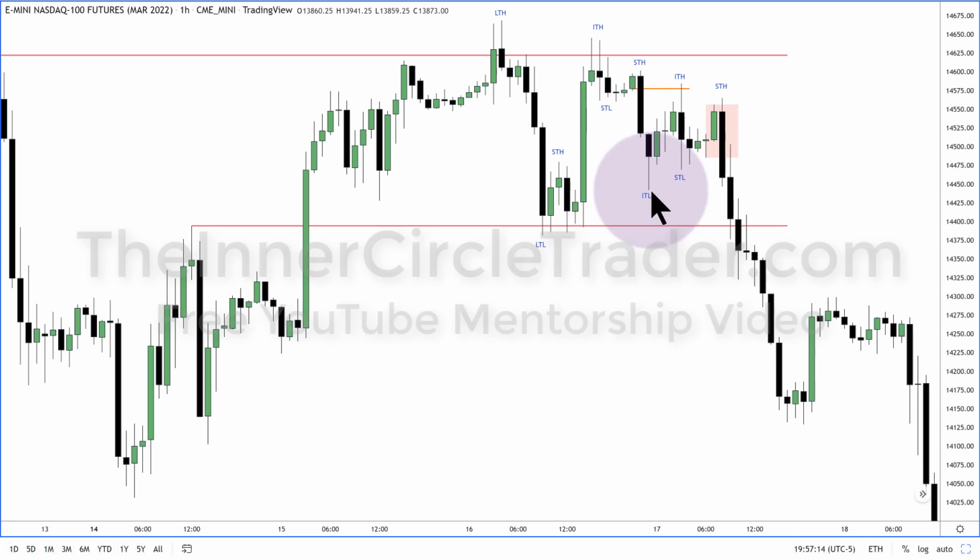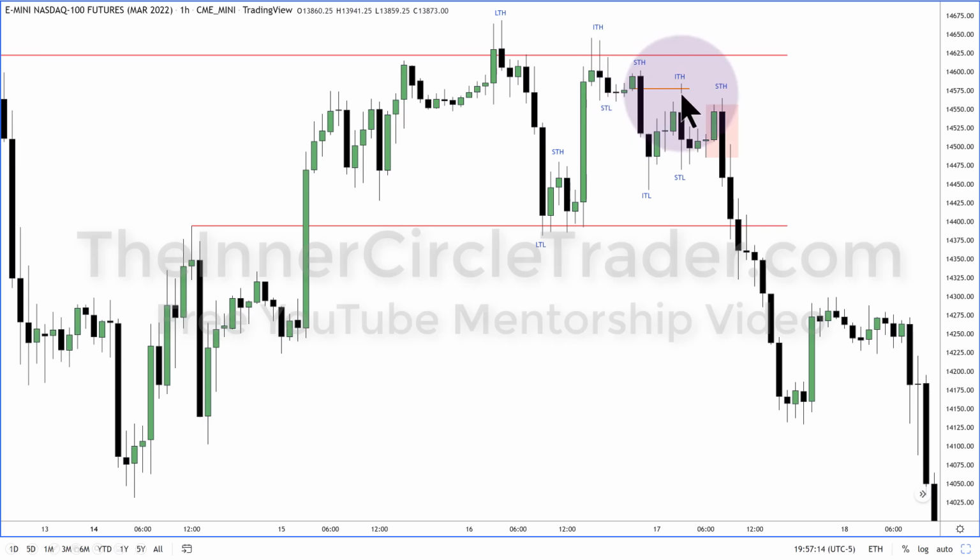What does that mean? What's the significance of that? Typically, what you'll see is an intermediate term low has a higher short-term low to the right of it and a higher short-term low to the left of it.